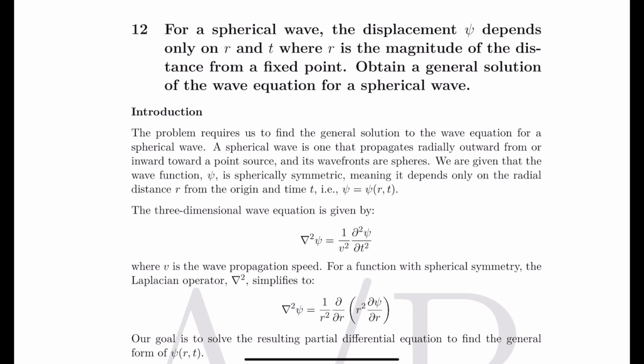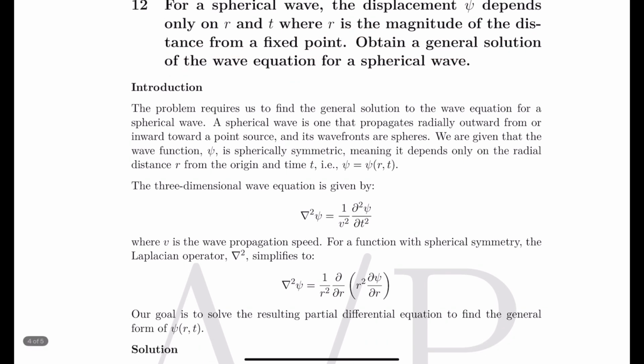Now let us move to question 12. For a spherical wave, the displacement phi depends only on r and t, where r is the magnitude of the distance from a fixed point. Obtain a general solution of the wave equation for a spherical wave.